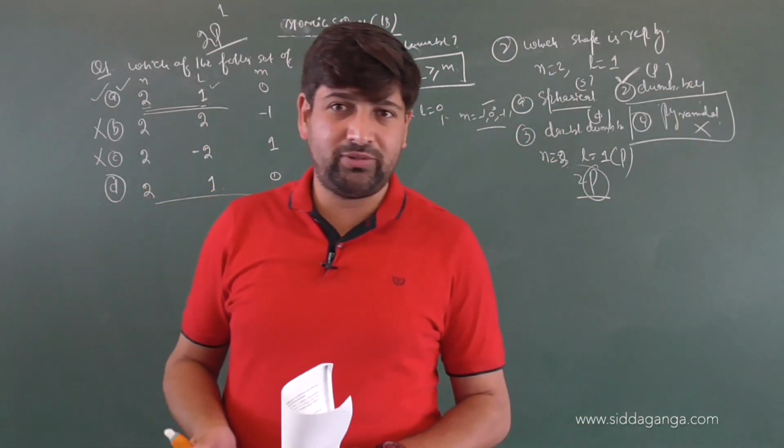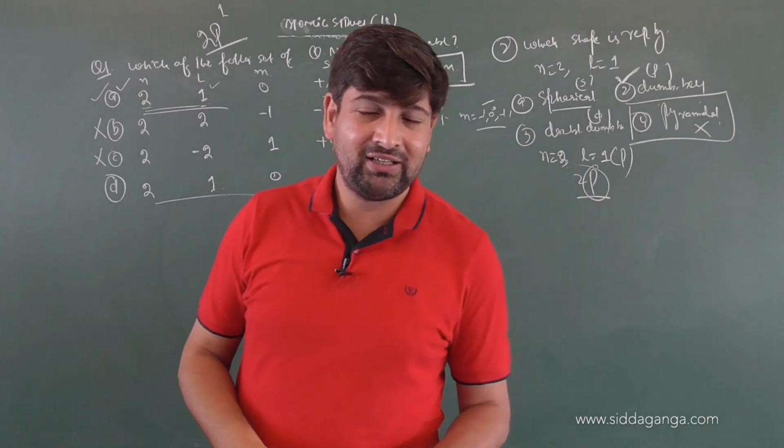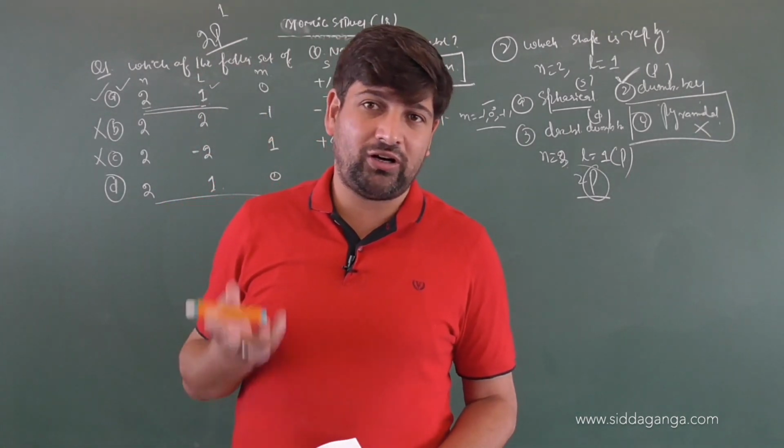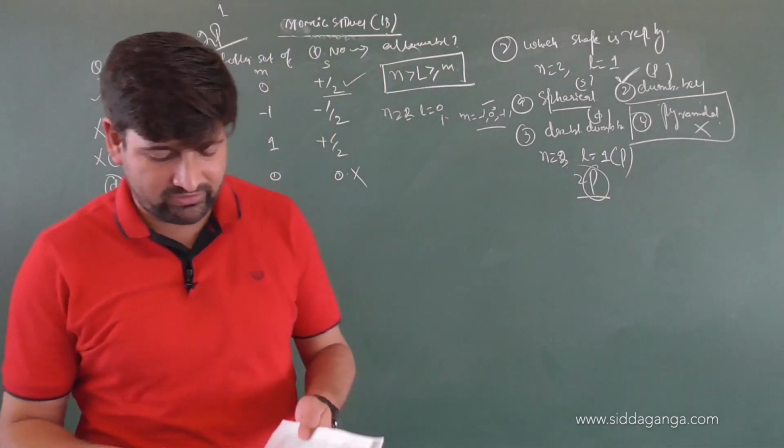So with the help of quantum numbers, you can find out the shape of the orbital as well. And we have learnt it. These are the different properties of systems which are given by quantum numbers. Very good.